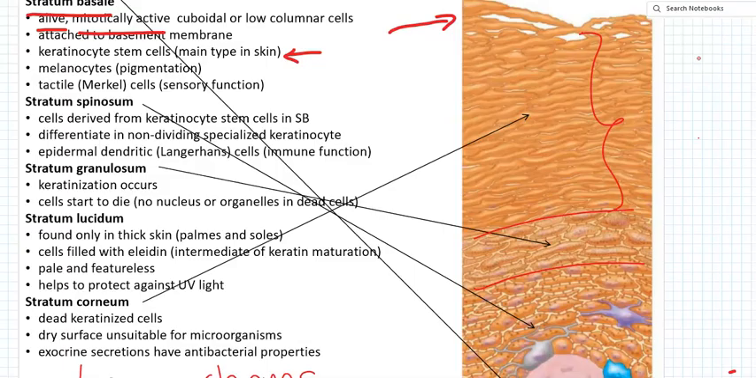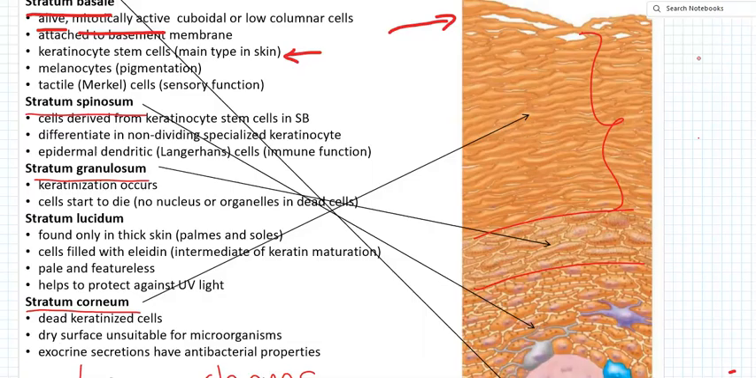So, these four layers that I mentioned, stratum basale, stratum spinosum, stratum granulosum, and stratum corneum, are present in all types of skin, whether it is thin or thick. Are we good about that? All types of skin, all over the body, you have these four layers 100%.